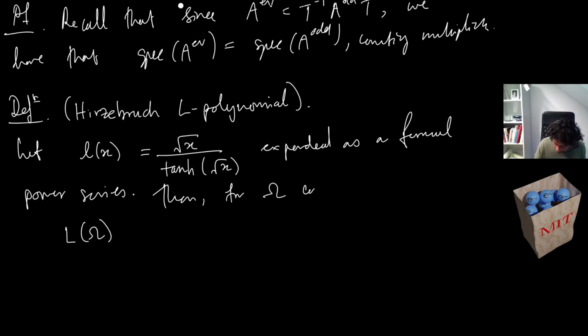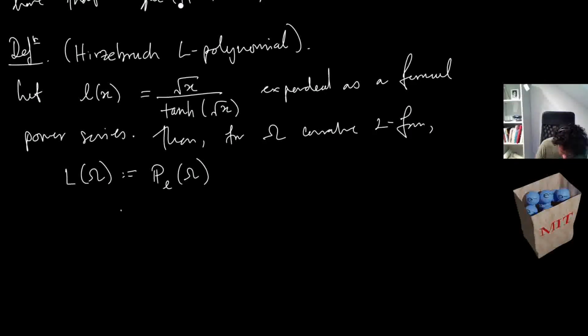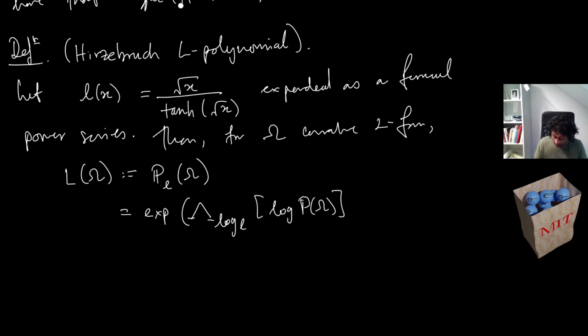For omega the curvature 2-form, we write this to be equal to P of L of omega, which, let us recall what that is. So this is the exp of this map lambda acting on log L, acting on log P of omega, where P is now the Pontryagin class, right? So this is now going to be in C infinity M, Λ^(4*) M. Okay?